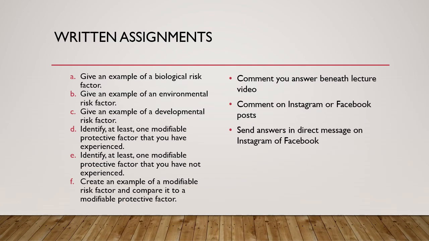Just in case you forgot, here is a summary of all of the written assignments. If you haven't completed them already, here they are. Give an example of a biological risk factor, give an example of an environmental risk factor, give an example of a developmental risk factor, identify at least one modifiable protective factor that you have experienced, identify one modifiable protective factor that you have not experienced, and then lastly, create an example of a modifiable risk factor and then compare it to a modifiable protective factor.